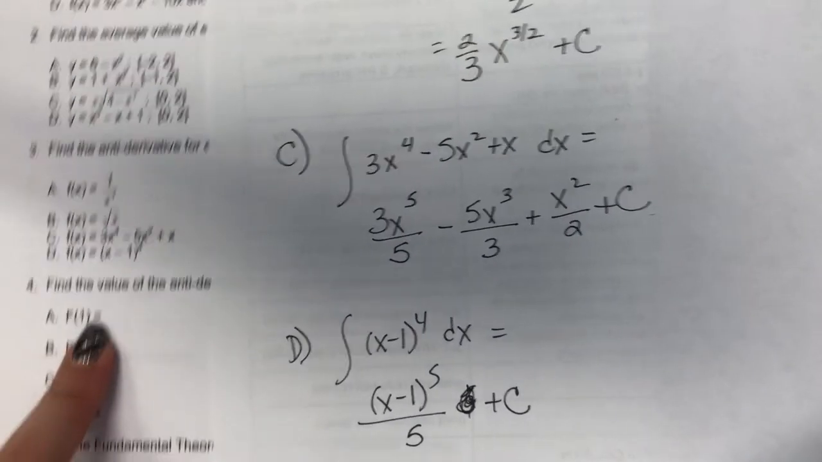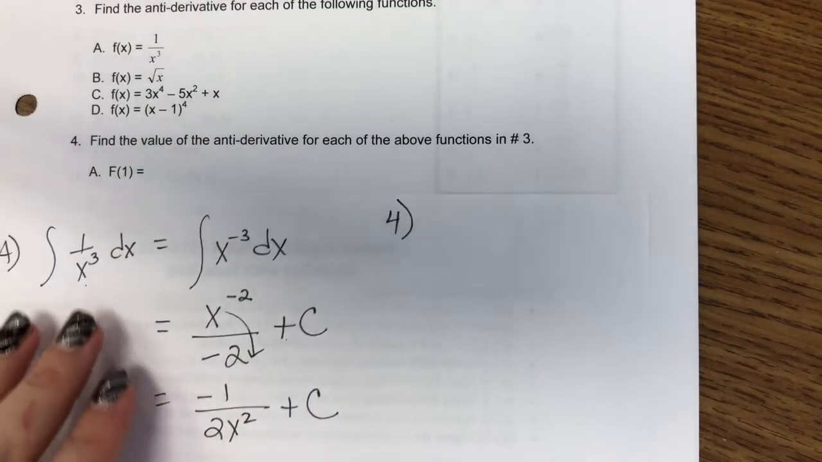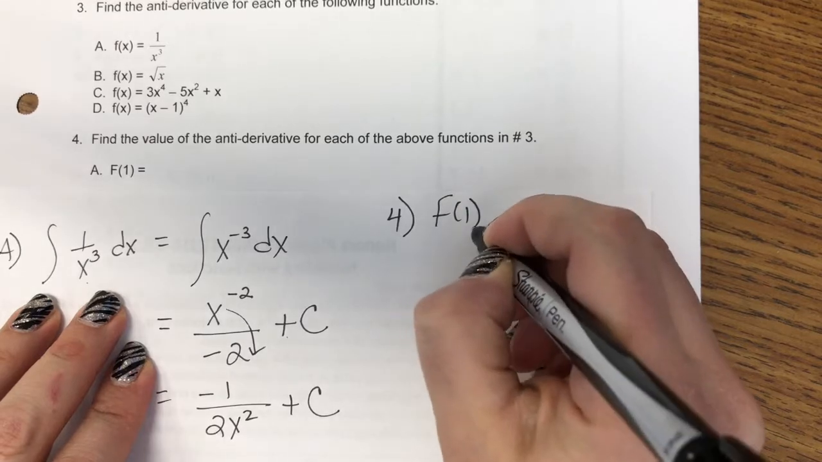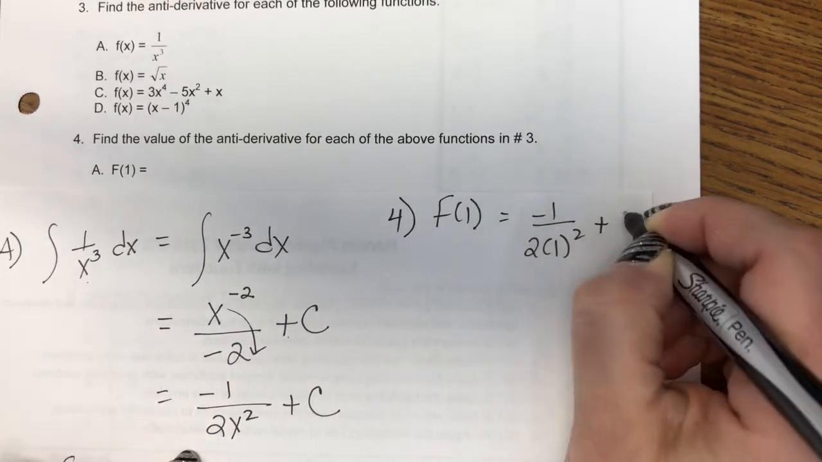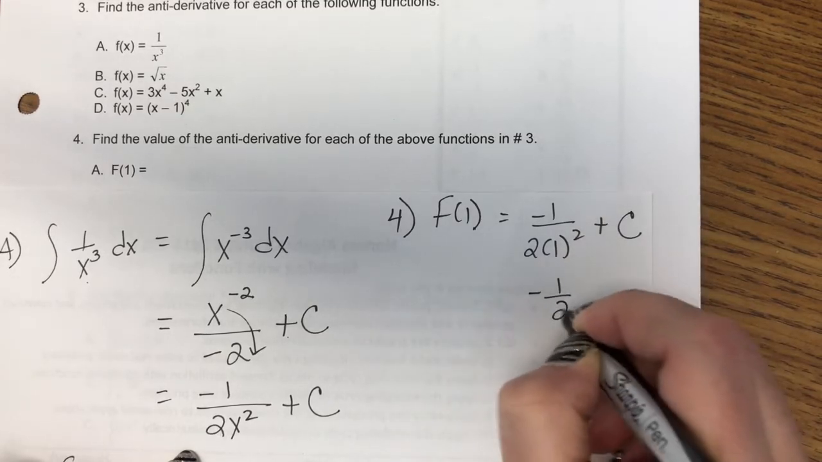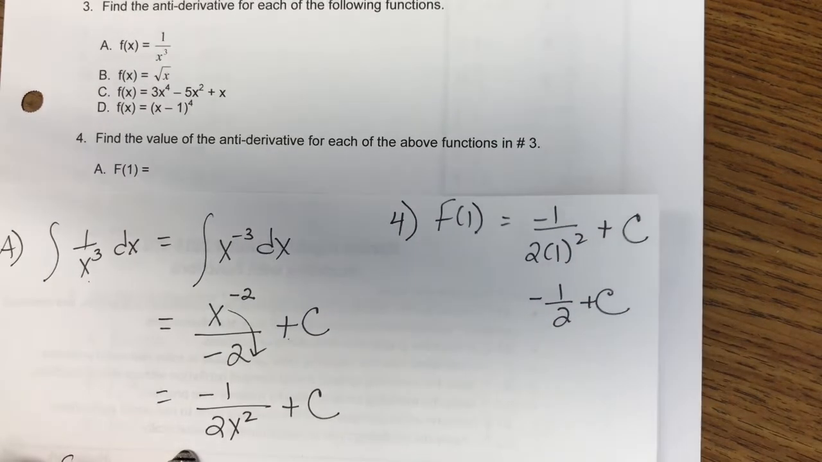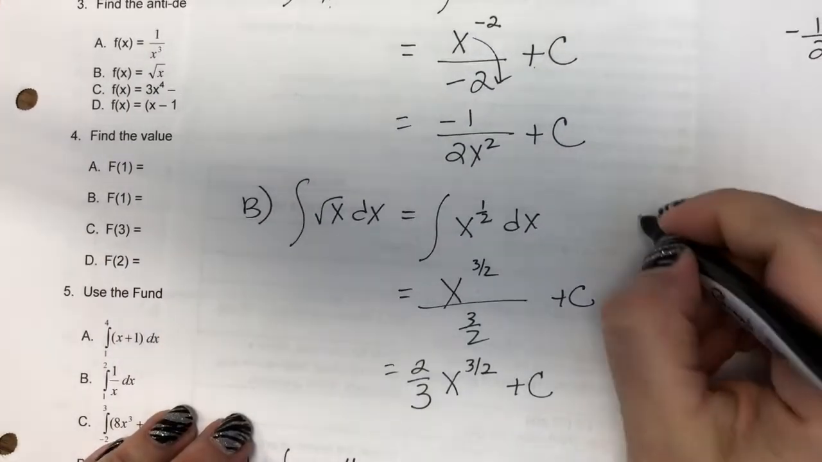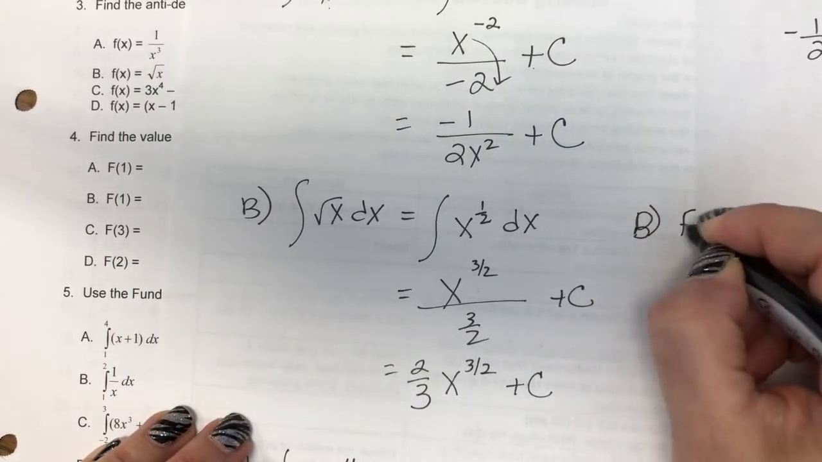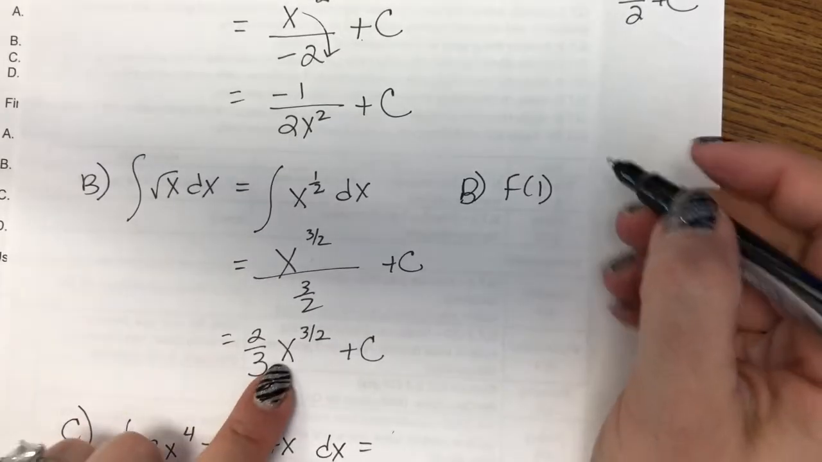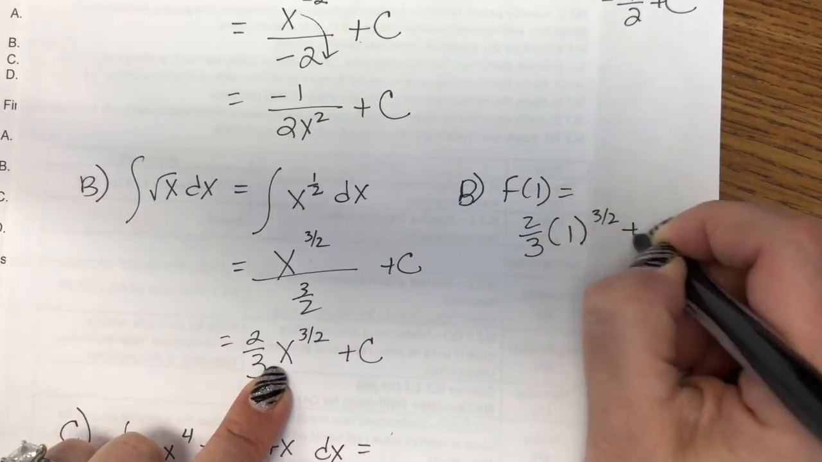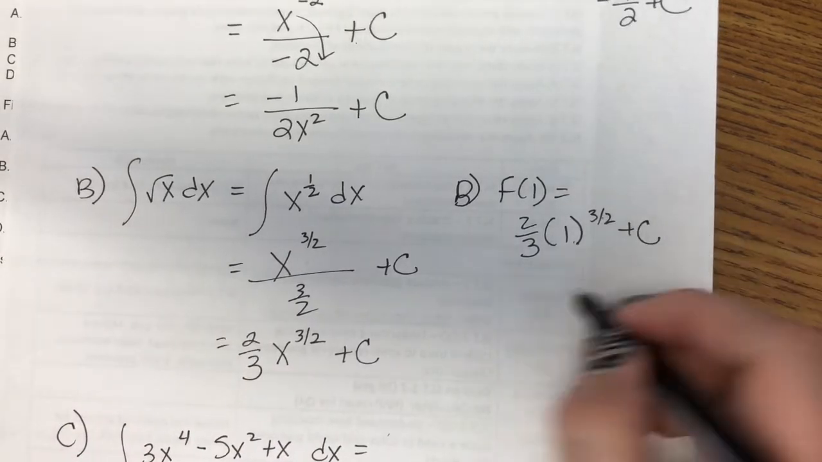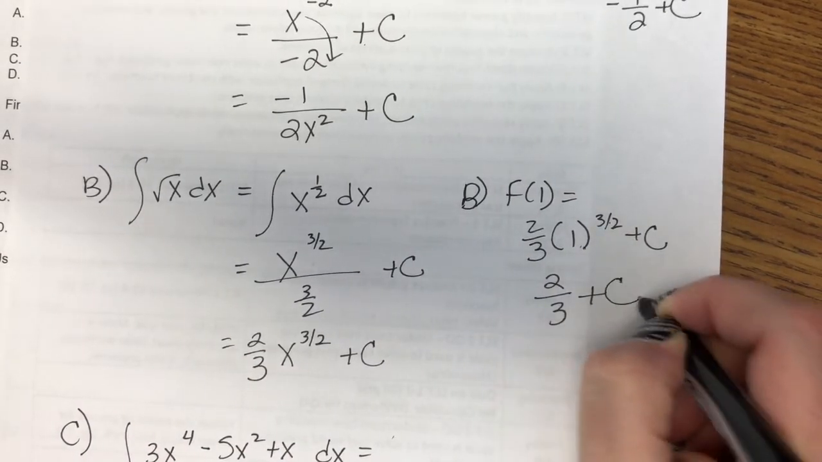Now part 4 is substitute in these values to the antiderivative. So f of 1 is negative 1 over 2 times 1 squared plus c. So that is negative 1/2 plus c. B is f of 1, 2/3 times 1 to the 3/2 plus c. Well, 1 to anything is 1, so that is 2/3 plus c.